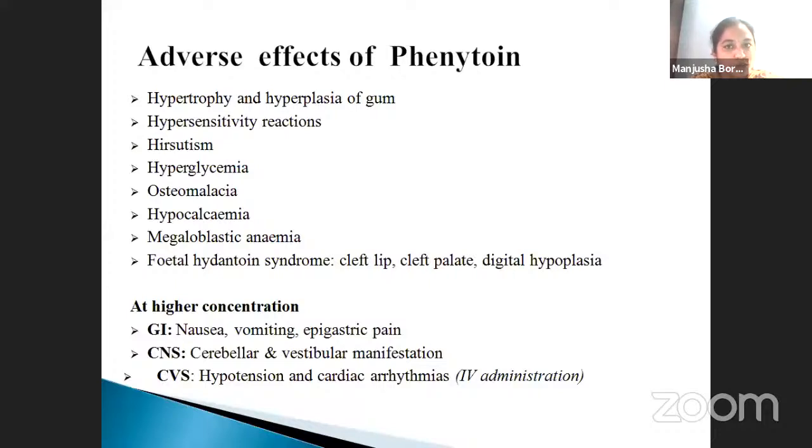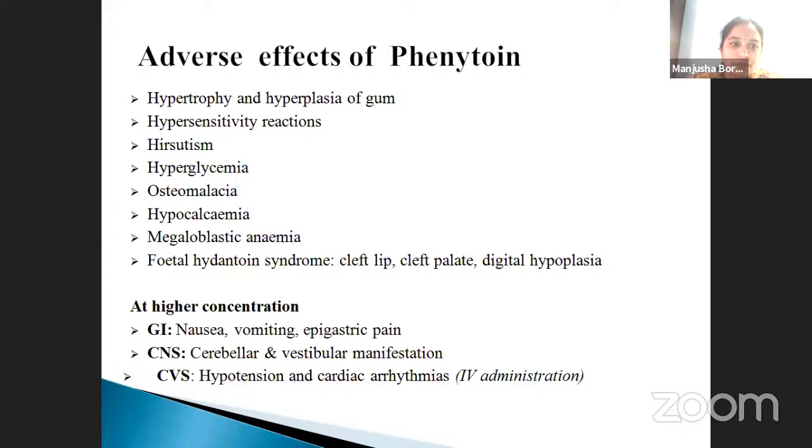Hypersensitivity reaction is more common. Hirsutism is mainly caused due to increase of androgen secretion. Endocrine side effects include hyperglycemia, osteomalacia, and hypocalcemia. Osteomalacia and hypocalcemia occur due to increased metabolism of vitamin D and calcium. Megaloblastic anemia is more common because of interference with the metabolism and excretion of folate.